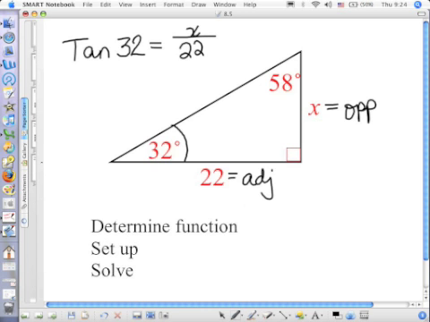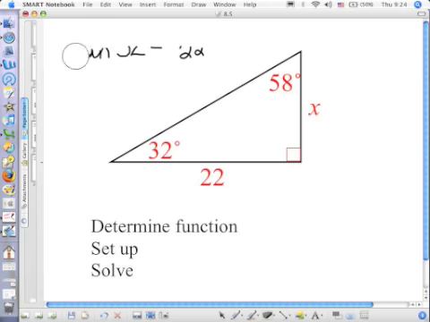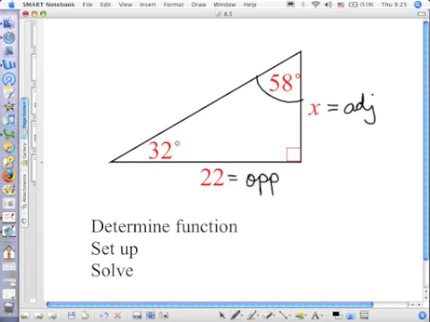Okay, let's do the same problem, but this time, instead of using 32 as my degree measure, I'm going to use 58 as my designated angle measure. So what I've got to figure out is in reference to this angle, what are two sides that I know? And again, it's just the legs. And now I've got to determine which one's opposite and which one's adjacent. Is X still opposite? No. Now X is adjacent to my designated angle because I changed the angle. And 22 is my opposite leg.